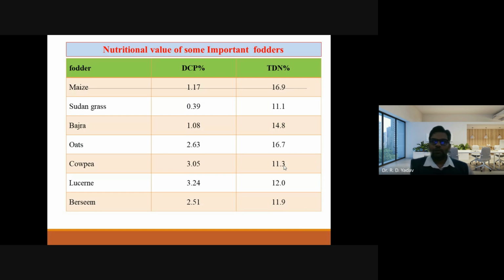Then the nutritive value of some important fodders: maize, Sudan grass, bajra, oats, cowpea, lucerne, berseem. Here we are describing the DCP and TDN values. In case of maize, DCP is 1.17. For fodders like bajra, it is 1.08 and TDN value 14.8. Cowpea has DCP 3.05% and TDN 11.2.